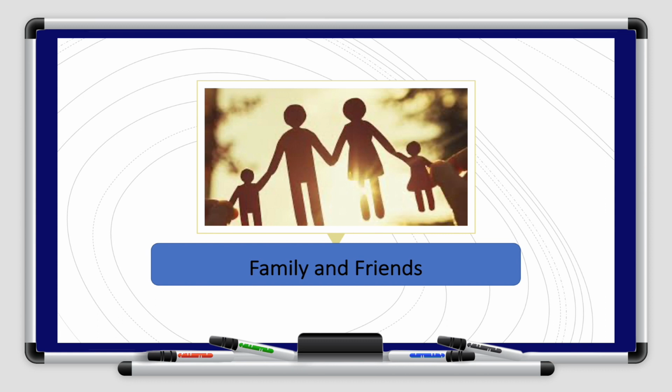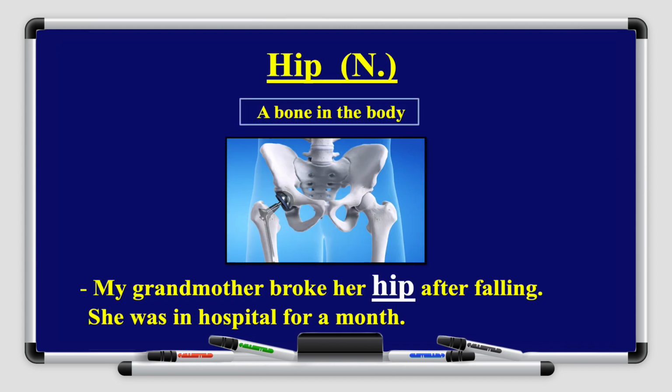So beginning with the first word of today, and that is the word hip. So repeat after me. Hip. Good job. So what part of speech is hip here? It's a noun. Excellent. Let's read the example here and then let's guess the meaning before we read the definition. So my grandmother broke her hip after falling. She was in the hospital for a month. So as you can see in the picture, that's the hip. It's a bone in the body.